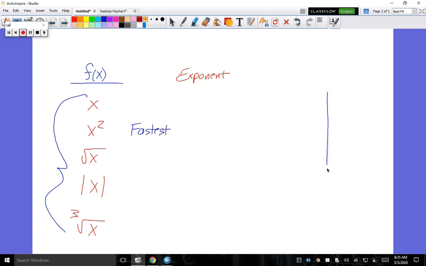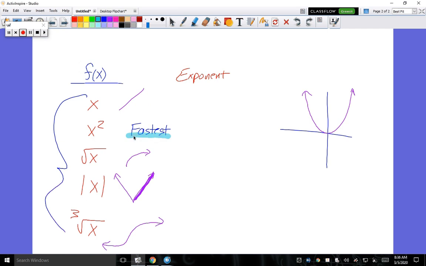Okay? The reason why is that x squared looks like this, where x is just a line, square root of x grows but slowly, absolute value of x grows but at a steady rate. Like this slope right here is the same all the time. It's just a slope of 1. You with me? And then this cubed root of x looks something like this. It grows but slowly forever. But x squared grows fast. As you go to the right, it grows fast. You with me? Over a short period of time.